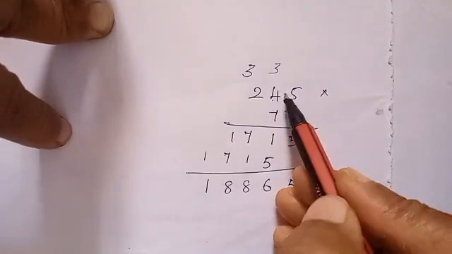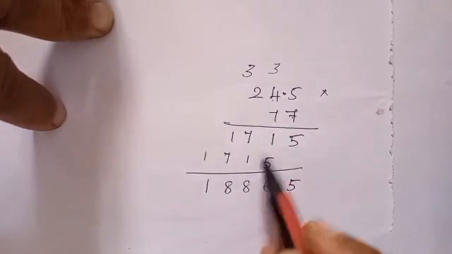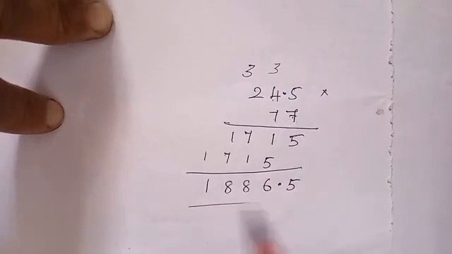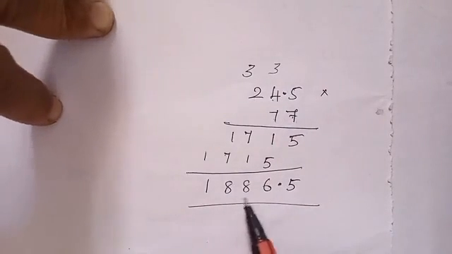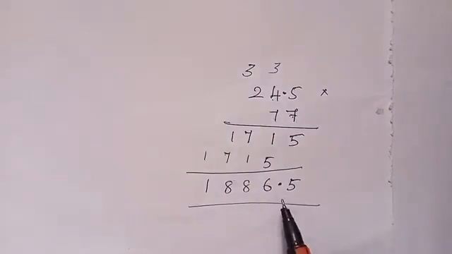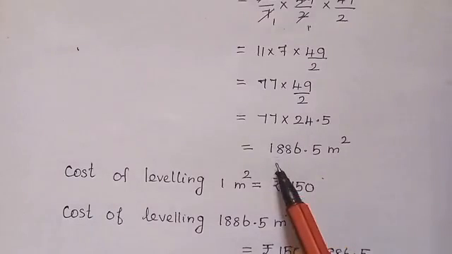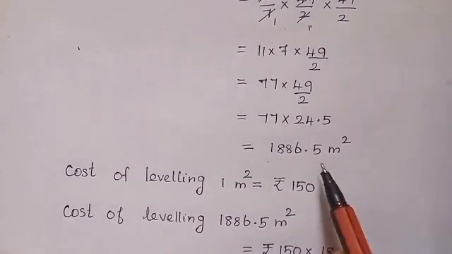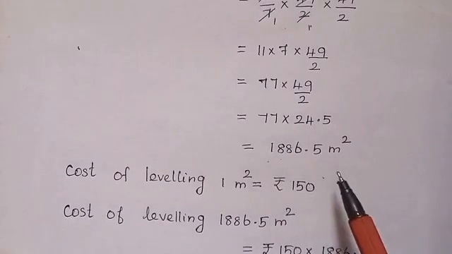See, in the question 24.5 no. So in the answer we can place the decimal point 1 digit before. So the answer is 1886.5. Okay. See, 1886.5. This is the area of the garden.